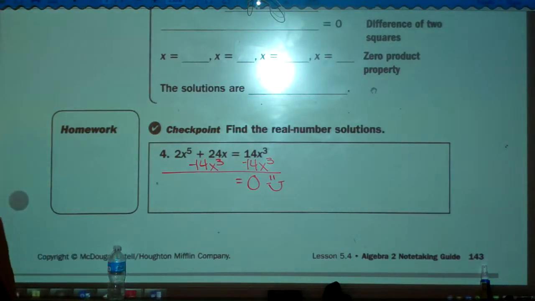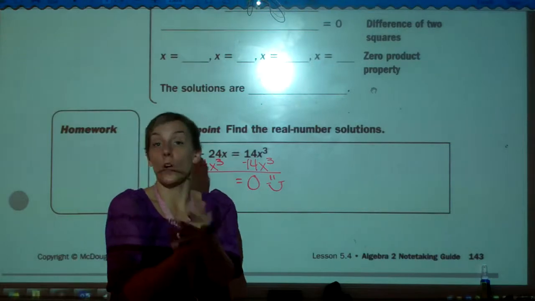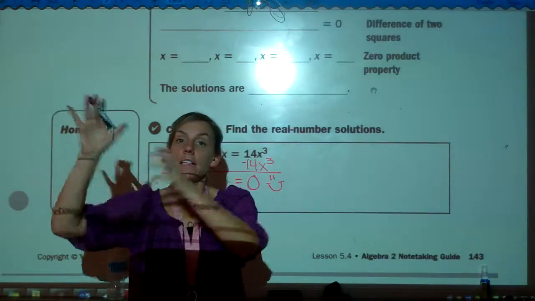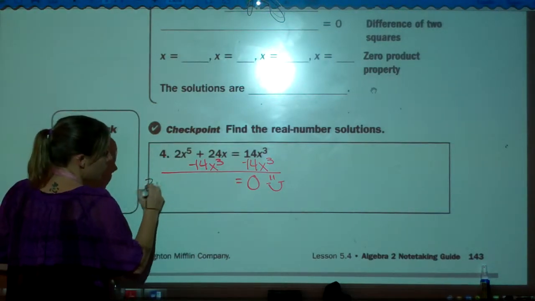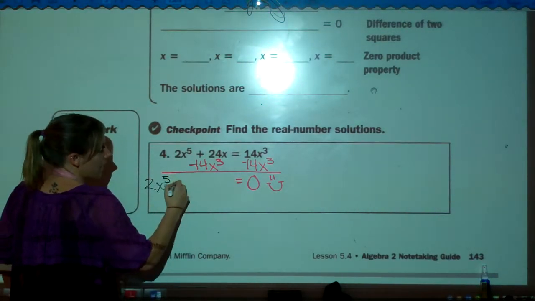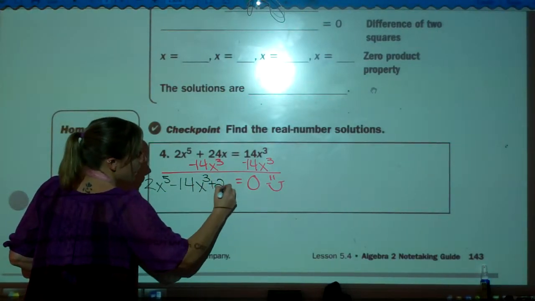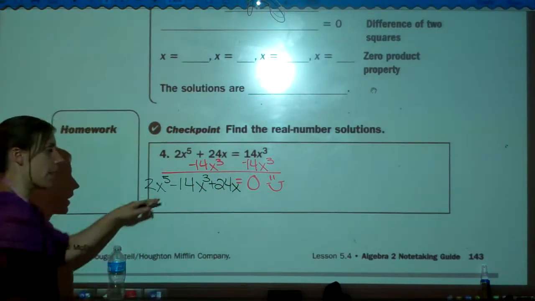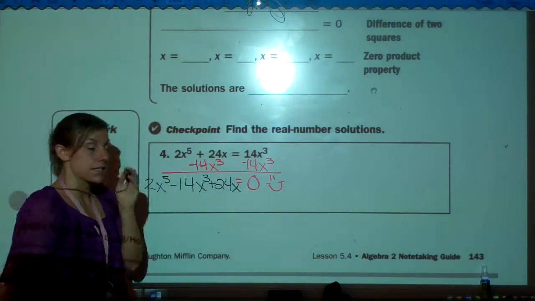Okay, but I do have a trinomial, and I want to put it in order. I want it to go from the highest exponent down to the lowest. So I'm going to start with 2x to the fifth, squeeze in minus 14x cubed, and then finish out with 24x. So I'm just going from the highest to the middle to the last exponent.